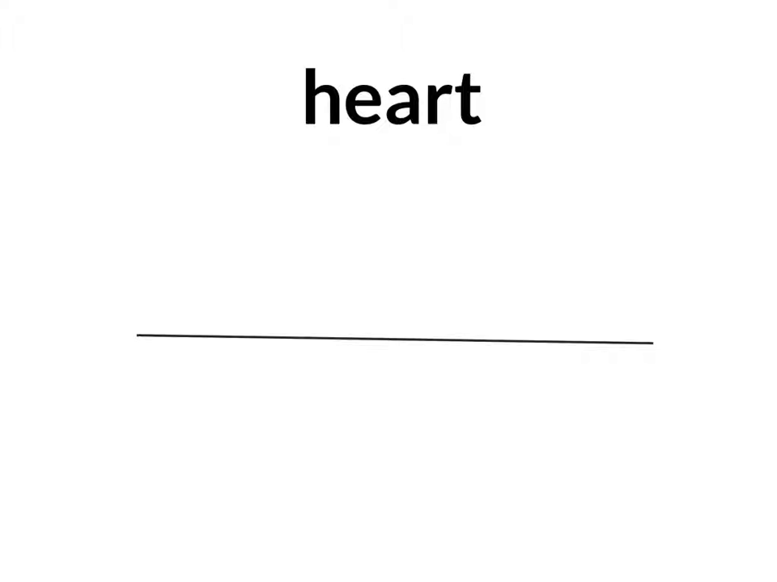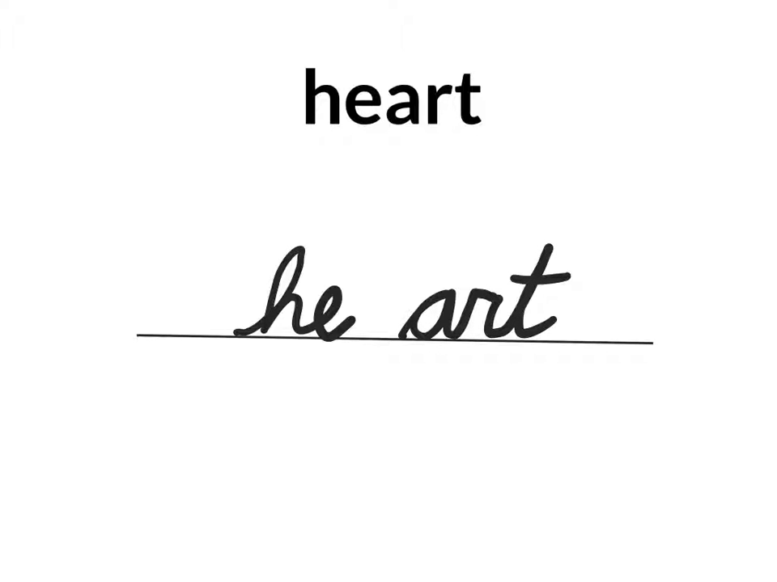Heart. We say heart, but we think to spell it a little different. We think to spell he, a, r, t. So we need to underline the E because it says its name, it's at the end of a syllable. We also underline the R. So remember, we say heart, but we think to spell he, art.